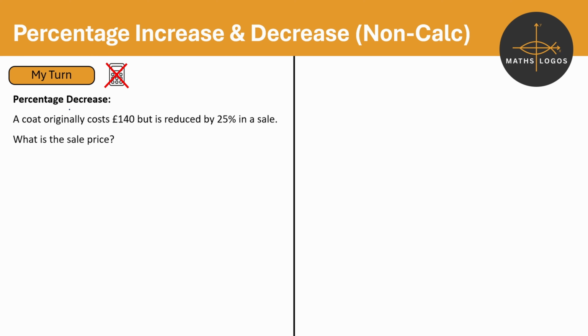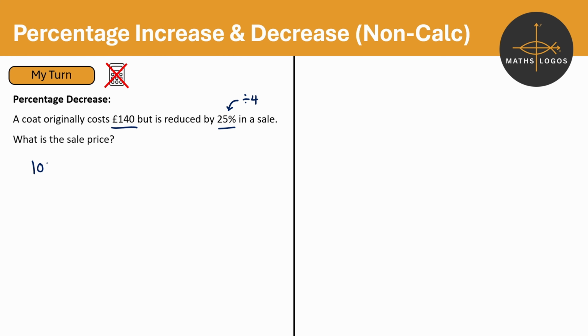Our next example is a percentage decrease question. A coat originally costs £140, but is reduced by 25% in a sale. What is the sale price? So what we want to do, we want to start off by finding the 25%. And to do that, we need to divide by 4.